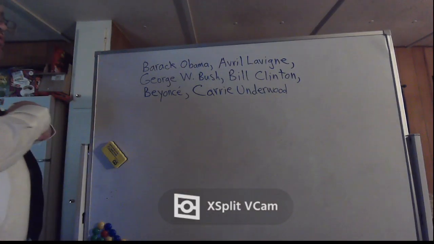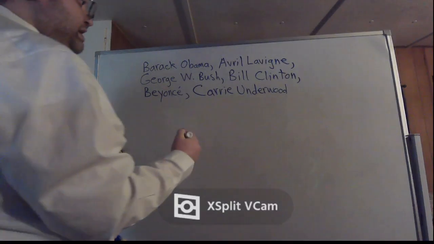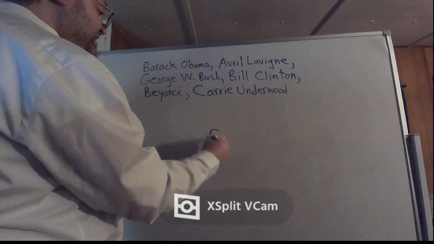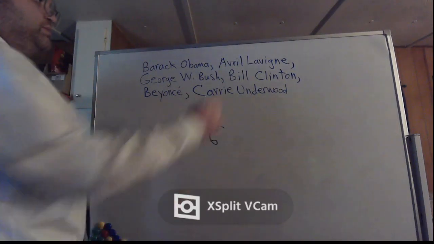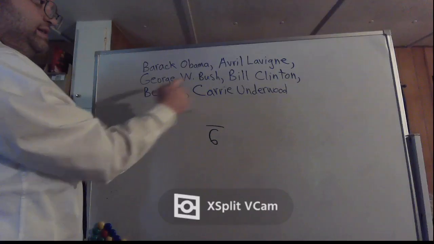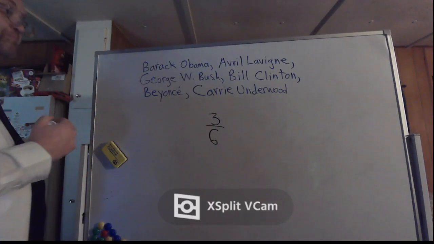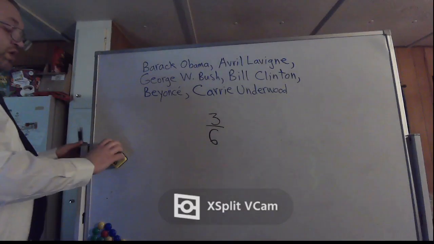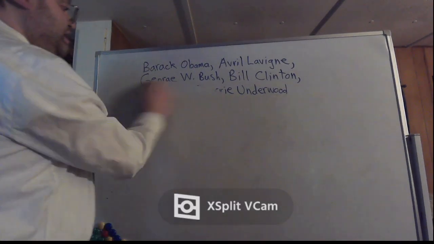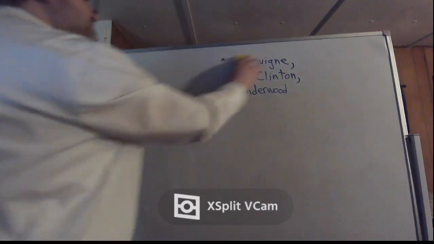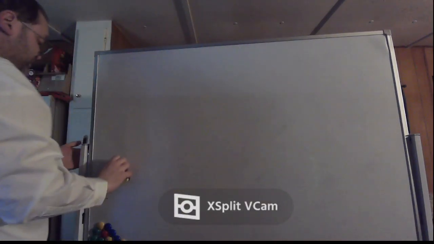Also, what if we wanted to find out how many of them were senators? Well, again, it's a list with 6 names. A list split into 6 pieces. How many are senators? We got Avril Lavigne, Beyonce, and Carrie Underwood. So that's 3 out of 6. Those are senators. So I think now you're starting to see the basic fraction notation and how it works.